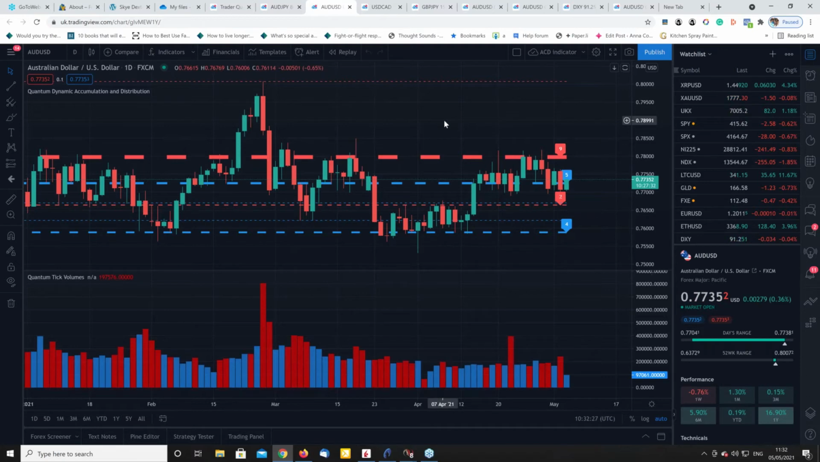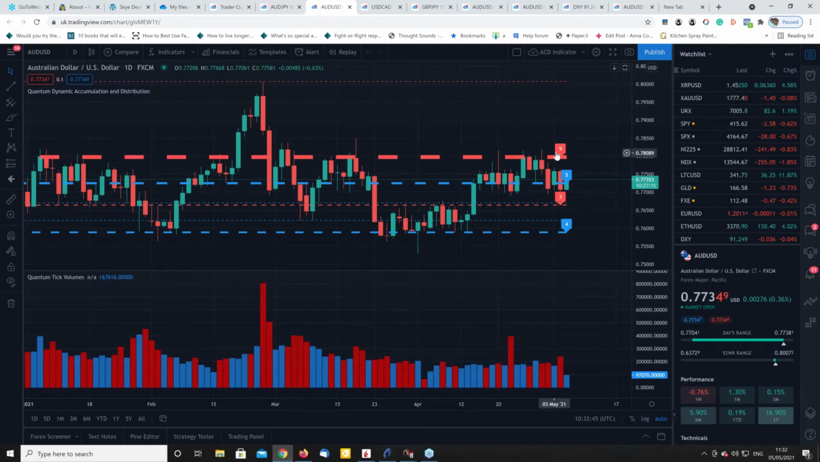This is the accumulation distribution, very similar to NinjaTrader. You get these terrific levels painted for you automatically. The width defines the strength. This has been tested 9 times, this one 5, this one 4, this is only a couple, we've got a little cluster there. This is on Aussie dollar daily. You can see how strong that level is.